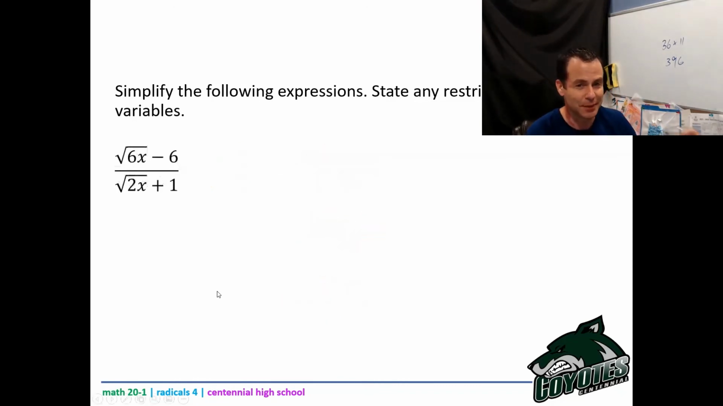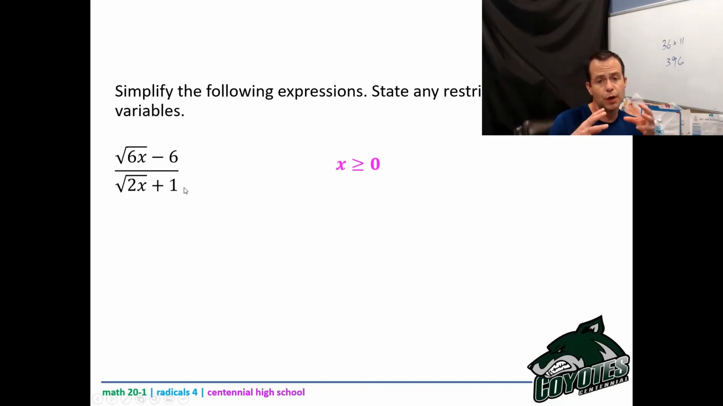All right, let's try this one. So we get a little messier and we have letters. So let's talk restrictions. We know that x has to be greater than or equal to 0. I have two different terms here and they're not all underneath one square root. So I need to multiply by the conjugate. The conjugate is going to be root 2x minus 1. So I'm going to multiply this fraction by root 2x minus 1 over root 2x minus 1.